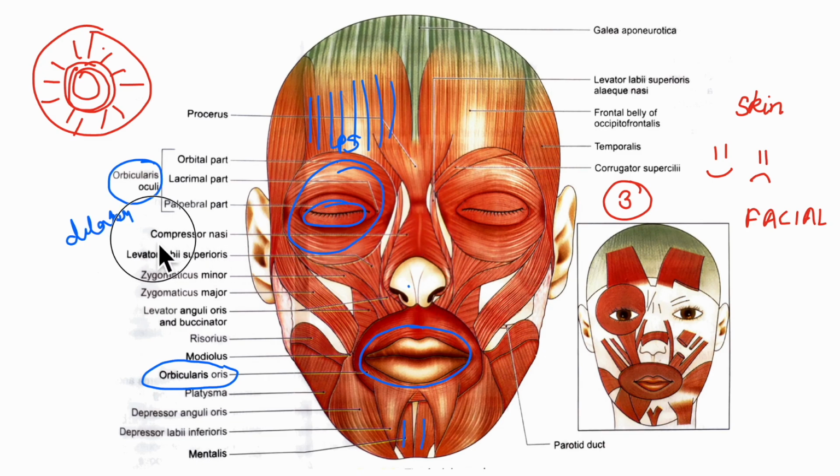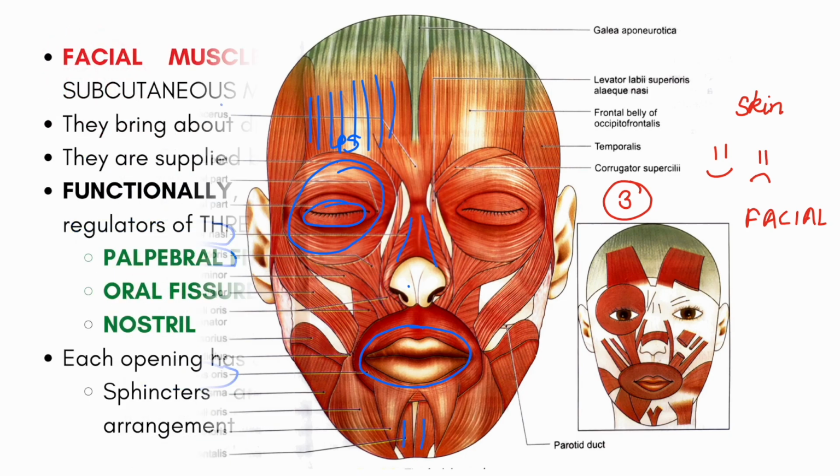Now looking at the sphincters and dilators of the third opening, that is the nostrils, we have the compressor nasi or the compressor naris muscle as the sphincter that you see right here. And for the dilators, we have the dilator nasi or the dilator naris, the depressor septi muscle and also the medial part of the levator labii superioris muscle.